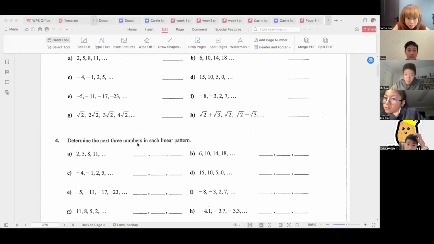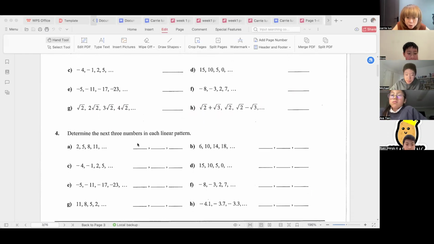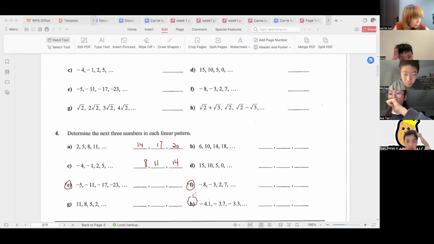Okay, so now let's see. Determine the next 3 numbers in each linear pattern. Okay, so this one is just to tell me the next three. So 2, 5, 8, 11. So 14, 17, and 20, right? So this one is 8, 11, and 14, right? Okay, so I want you to do this one, and this one, these 3 questions.